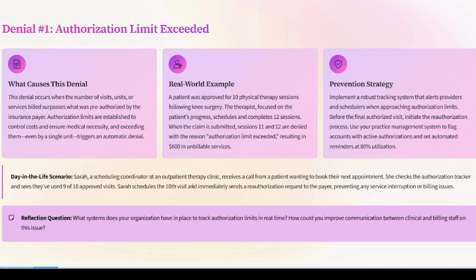All right. Here's a reflection question: what systems does your organization have in place to track authorization limits in real time? How could you improve communication between clinical and billing staff on this issue? All right.